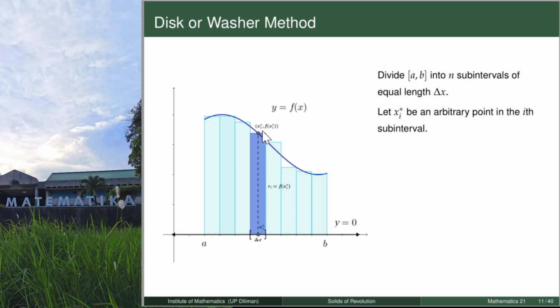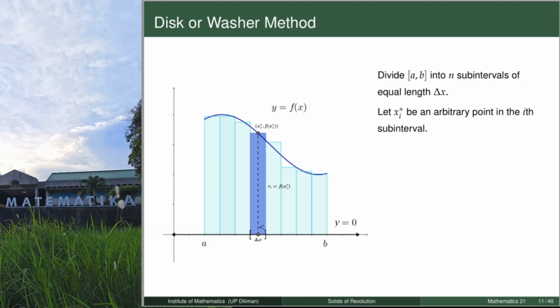Okay? So once you have that, what will you be able to form? Then, this will form a vertical rectangle, where the length of the rectangle is the distance from this point to this point, and the width of the rectangle is exactly delta x. And then, remember our story from before? Because your vertical rectangle will be revolved about the axis, which is the x-axis, then you will form a disk, meaning this rectangle here will correspond to a disk. Question now is, what is the volume of that disk?